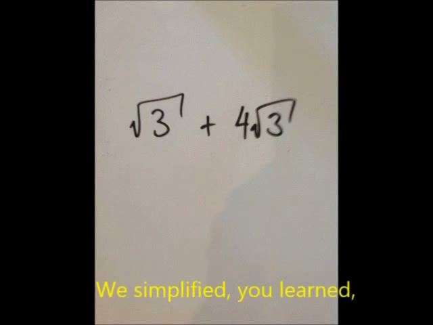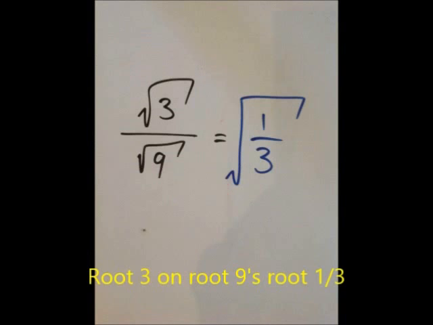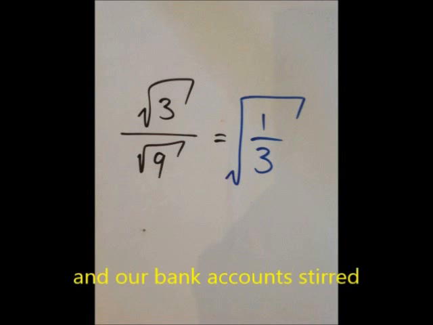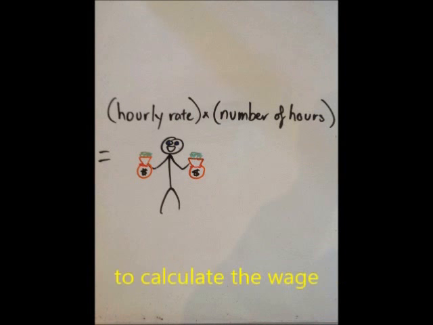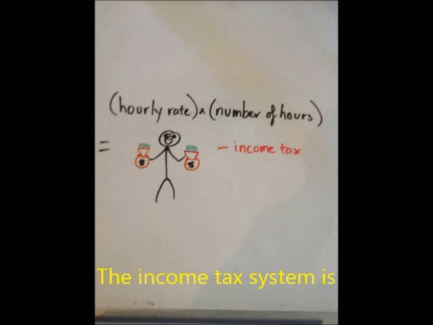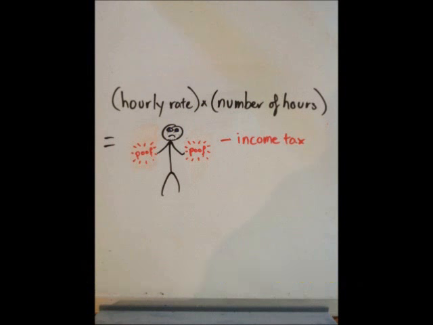We simplified, you learned, by collecting like terms. We spread the word. Root 3 on root 9's root 1/3. Then we moved on to financial and our bank account stirred. And so we take the rate times by time ended, take time started to calculate the wage, although overtime was harder. The income tax system, something that you'll be a part of whether you join a corporation or begin an indie startup.